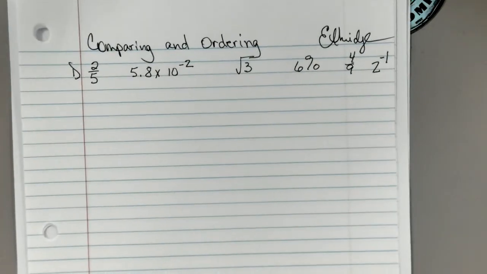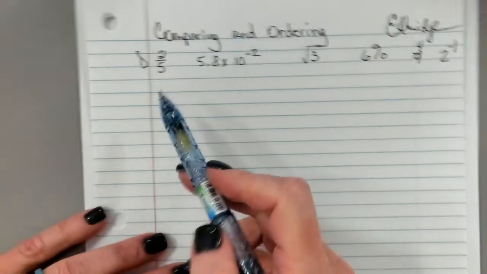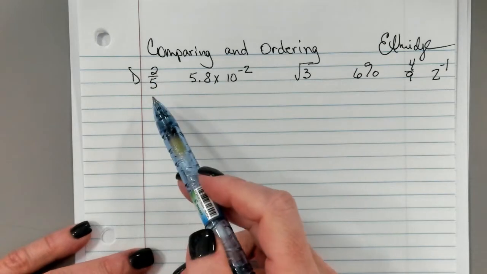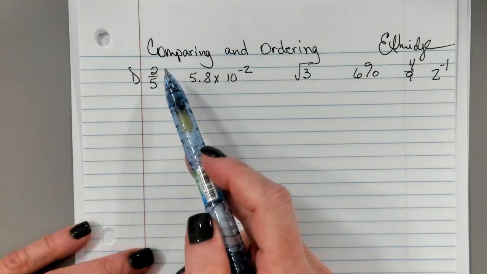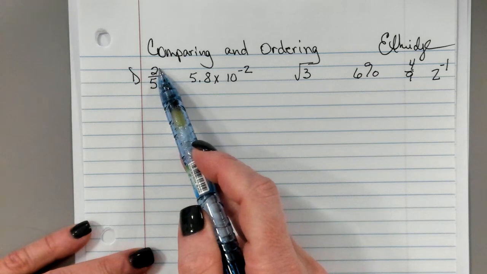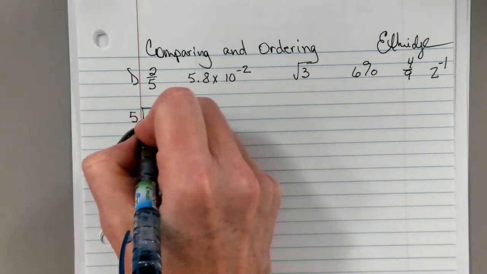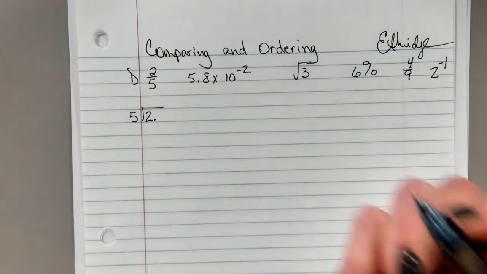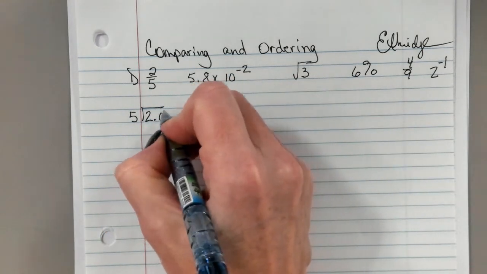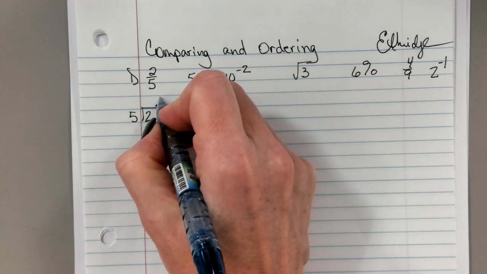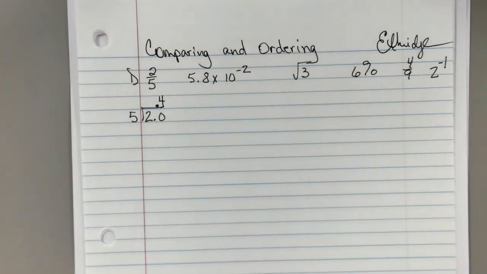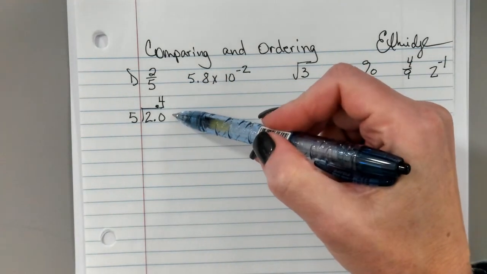Let's convert these numbers to decimals. Let's start with this one. We have a fraction. To change a fraction to a decimal, we are dividing the numerator by the denominator. So I'm going to divide 5 into 2. Of course, that doesn't go, so I'm going to add a 0. 5 into 20 goes 4 times. So 2/5 is 4/10.